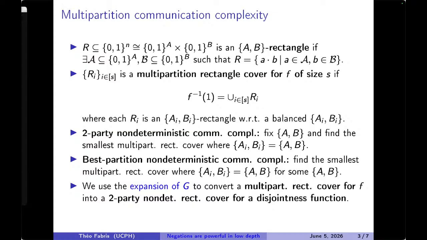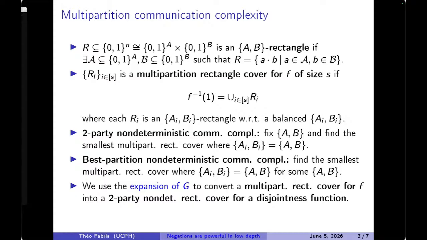Say again? So you're saying that here, where we use the expansion of G to convert a multi-part rectangle cover, it is still a two-part rectangle cover you're using, right? Or the product set is more than two. No, I'm saying that I'm going to reduce any multi-partition cover of this kind into a cover of this kind. That's my claim. Was that your question?